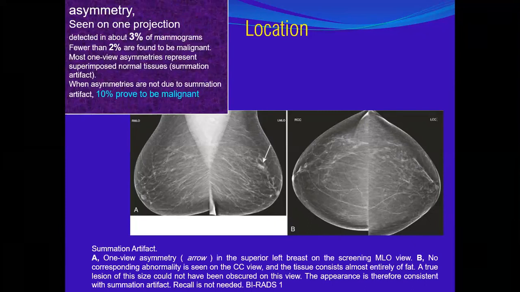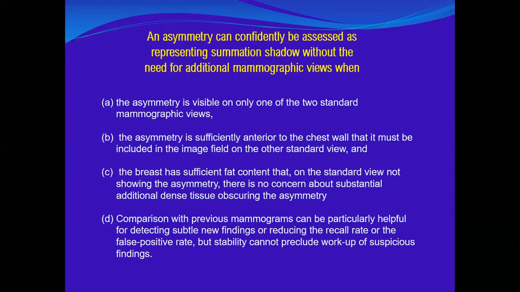And they mentioned that if the asymmetry here is due to a summation artifact, fine. When the focal asymmetry is not due to summation artifact, the probability of malignancy will rise to 10%. So it will be BIRADS 4. If it is not summation artifact, we'll go for BIRADS 4 or even 4B. You see? But this one was reported as BIRADS 1 because it was not seen in the other view and it was clearly fatty.